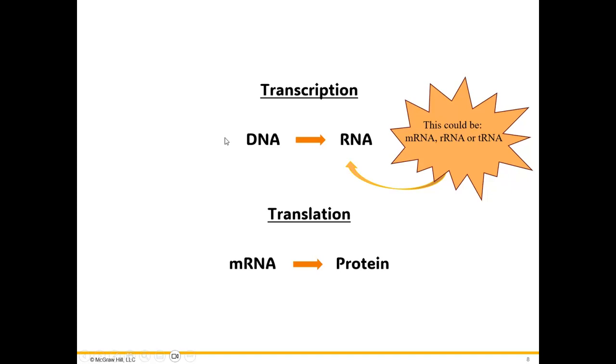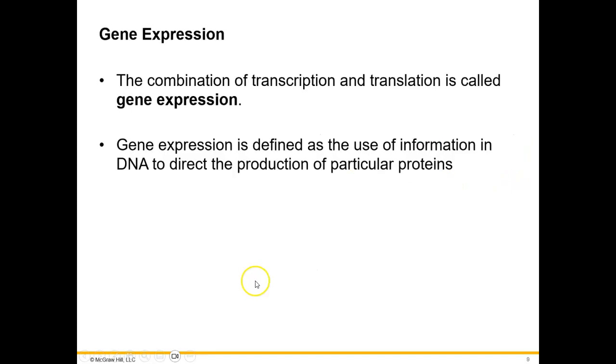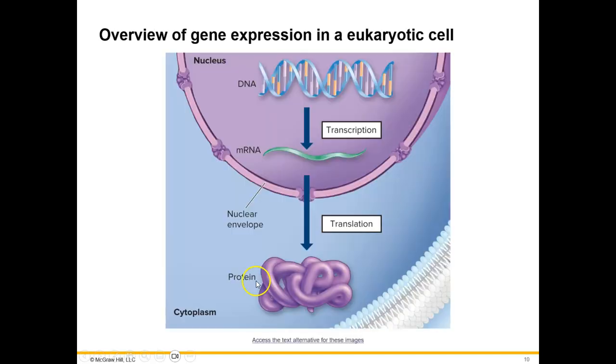So when we're talking about transcription and we're making an RNA copy from DNA, we could either be making mRNA, rRNA, or tRNA. This is messenger, ribosomal, and transfer. In translation, we are taking the information in our messenger RNA to create a protein. This whole process is really gene expression. So we have genes. How do we express them to actually create what they're intended to create? That's this whole process of transcription and translation. Both of those are part of gene expression.